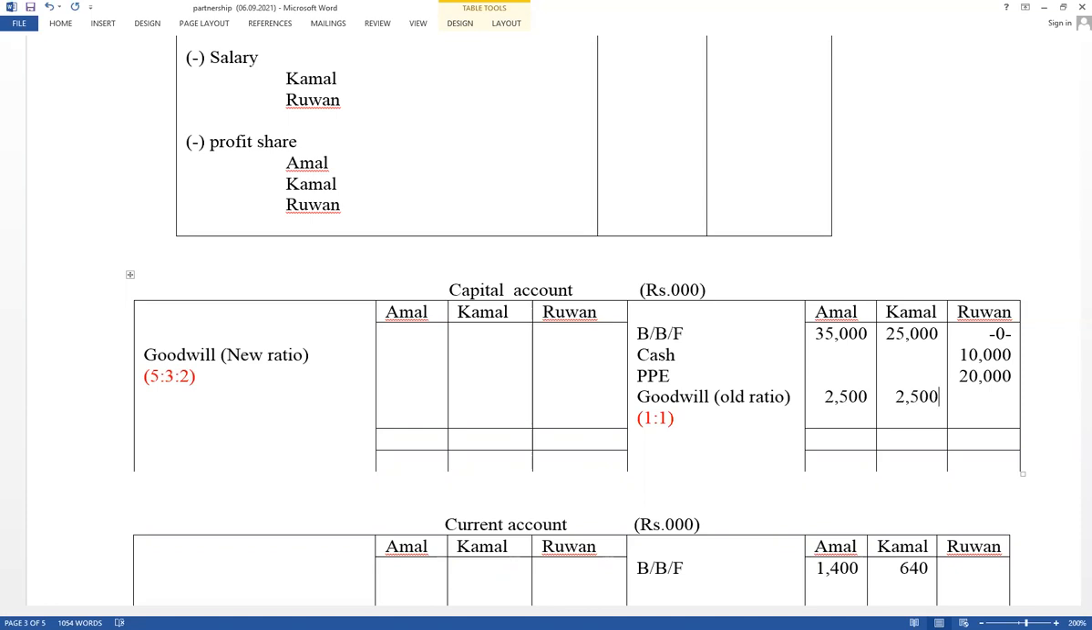Goodwill of the partnership: old ratio credit and new ratio debit. The new ratio is 5:3:2. Total goodwill equals 5,000. It has not changed. Therefore, 5,000 divided by 10, into 5, into 3, into 2. Take the answers. Here it will be equal to 2,500. A calculator can be used. 5,000 divided by 10 into 3 equals 1,500. And here 1,000. This is where you have to adjust the goodwill of the partnership.